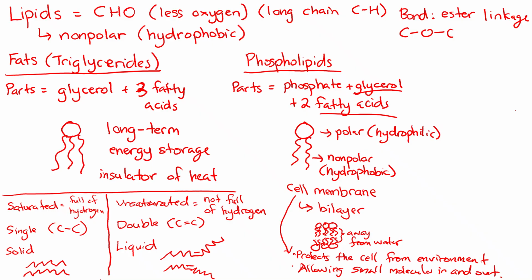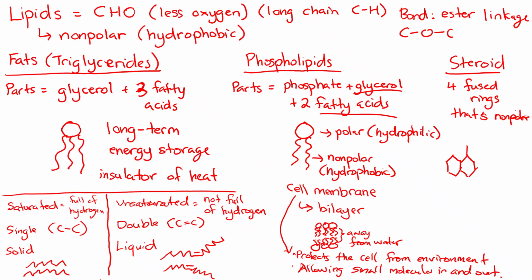Now, we have a third category, and it's called a steroid. The steroid is, again, four fused rings that's nonpolar. So let's draw the structure like we saw before with the others. It looks something like this. And then we have our, oh, messed up there. It's like this. Okay, we have this, and this is nonpolar.